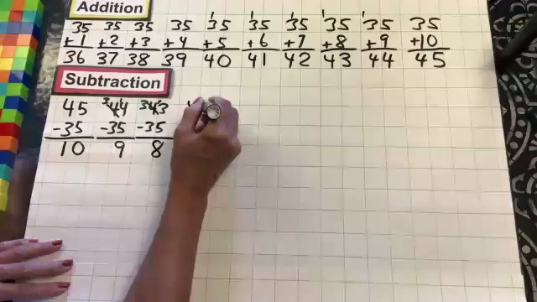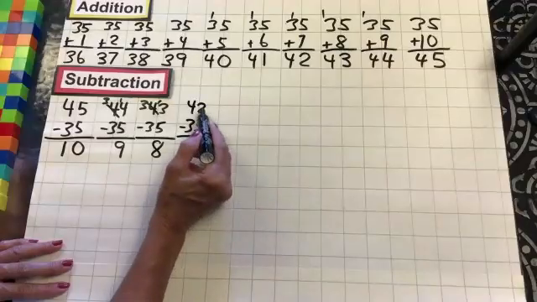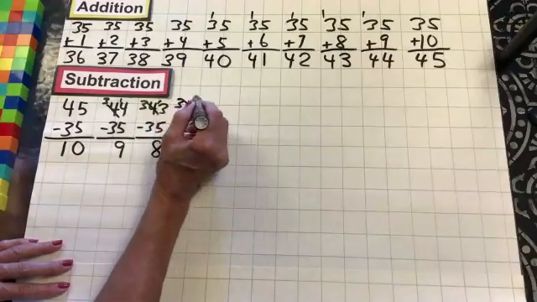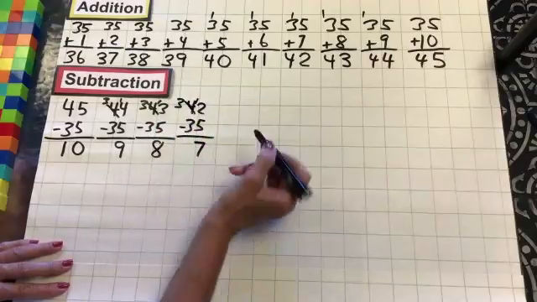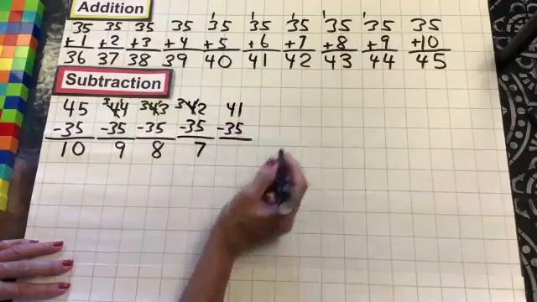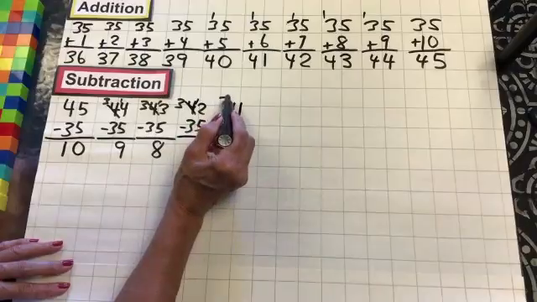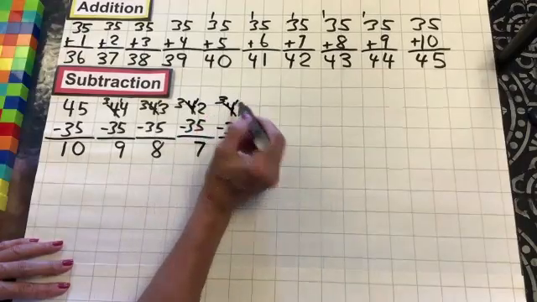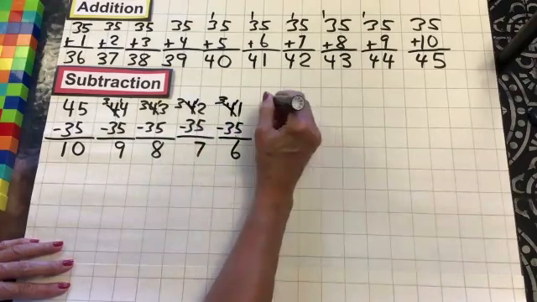All right, 42 minus 35. Can't take 5 from 2. We borrow from the 4, leaving 3. 12 minus 5 is 7. 3 minus 3, nothing. 41 minus 35. 5 from 1, we can't do. Borrow from the 4, making it 3, make that 11. 11 minus 5 is 6. 3 minus 3 is nothing.